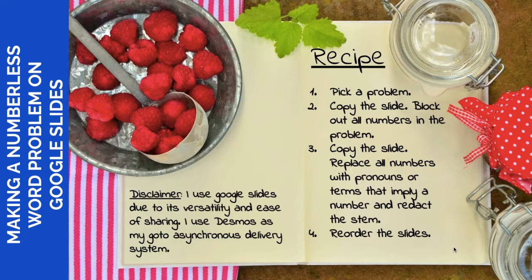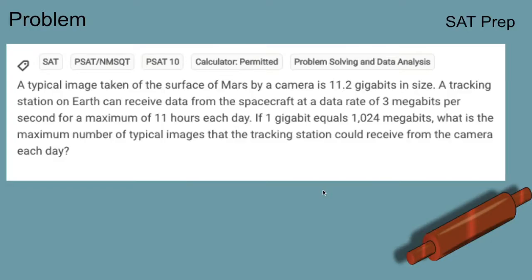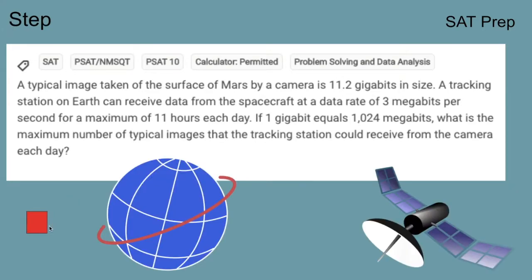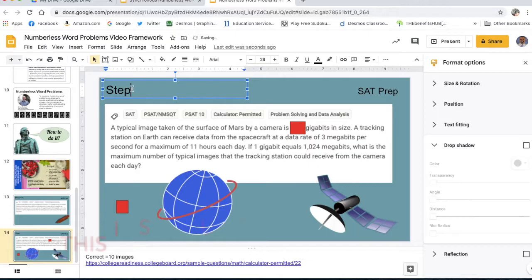In making a numberless word problem, there's really just one basic recipe. You pick a problem, you paste it onto a Google slide, you block out all the numbers of the problem, and copy the slide, and then start removing redactions as you go. Let me show you. So here's a typical SAT problem that you can take. There's definitely some specific information in there. You can basically redact all you want. I'm going to go ahead and put these boxes where I think I need them.